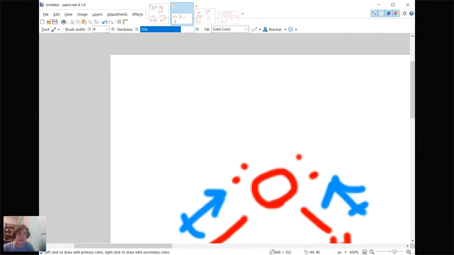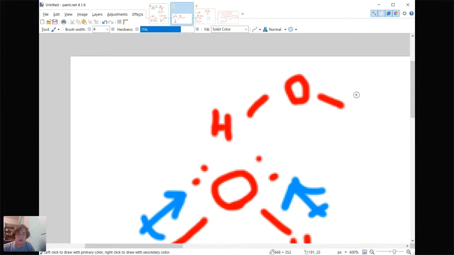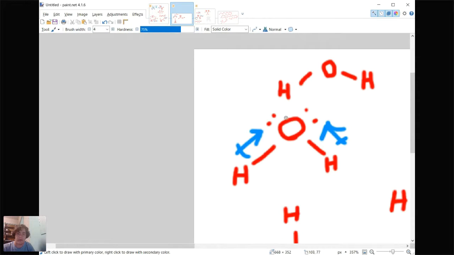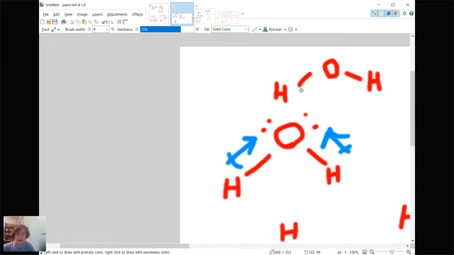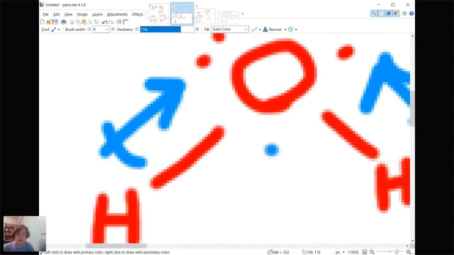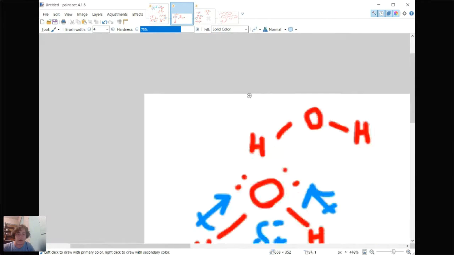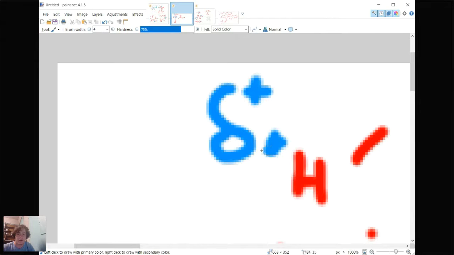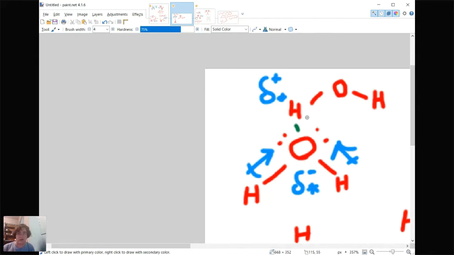However, if you have another water molecule adjacent, I'm going to leave out the lone pairs in this one. This oxygen becomes very partially negative, because the electronegativity difference is so high. And conversely, this hydrogen becomes a very strong partial positive charge. I'm going to label it with a star for very strong. So there's a relatively very strong attraction between this hydrogen and this oxygen right here.